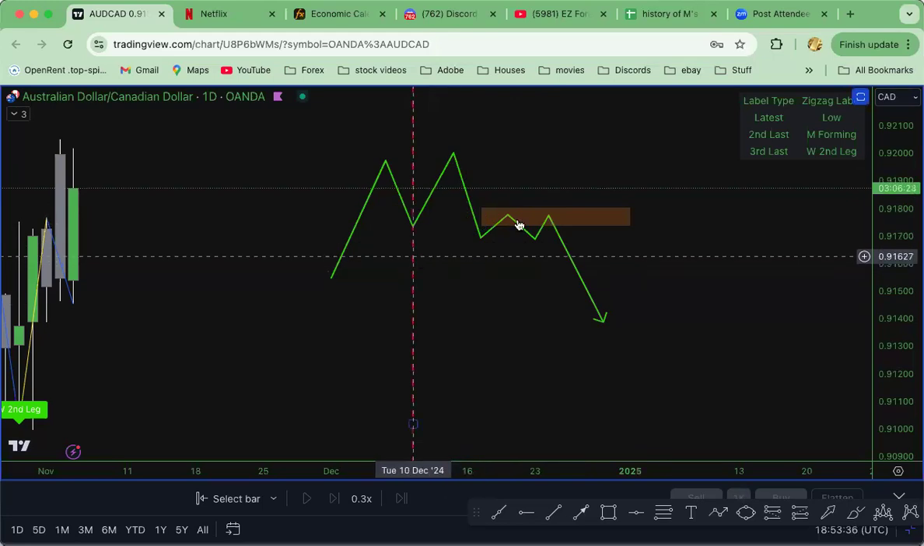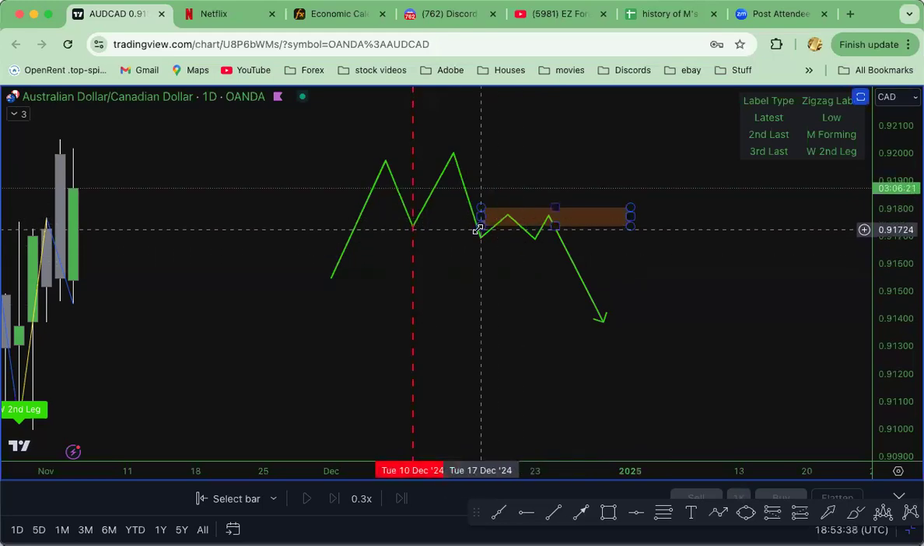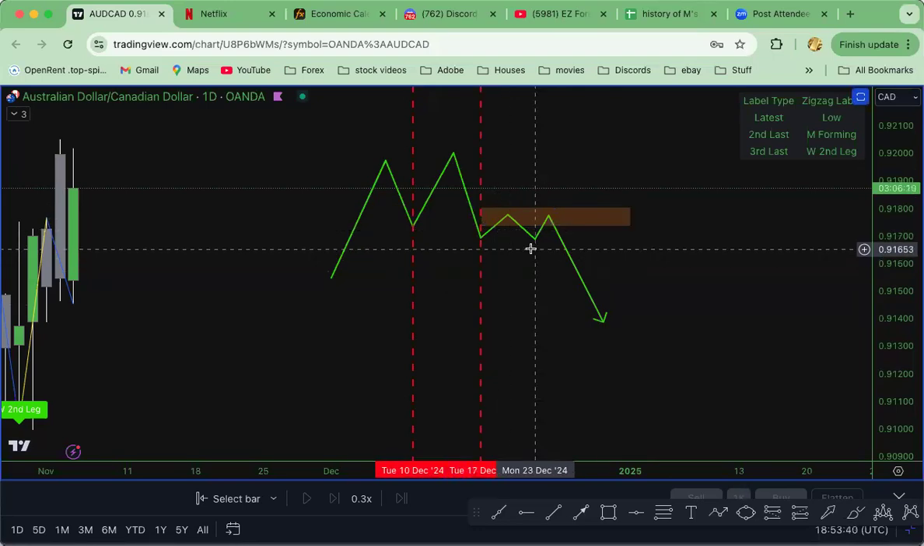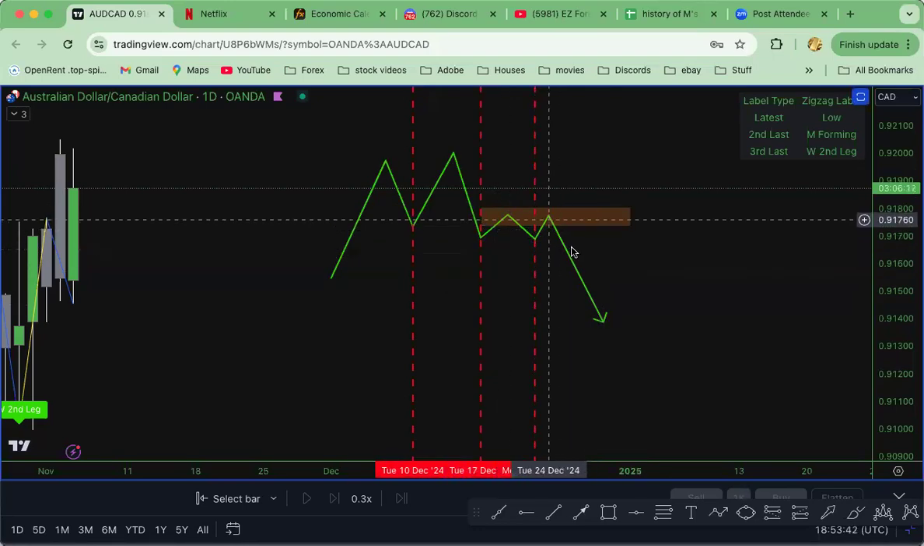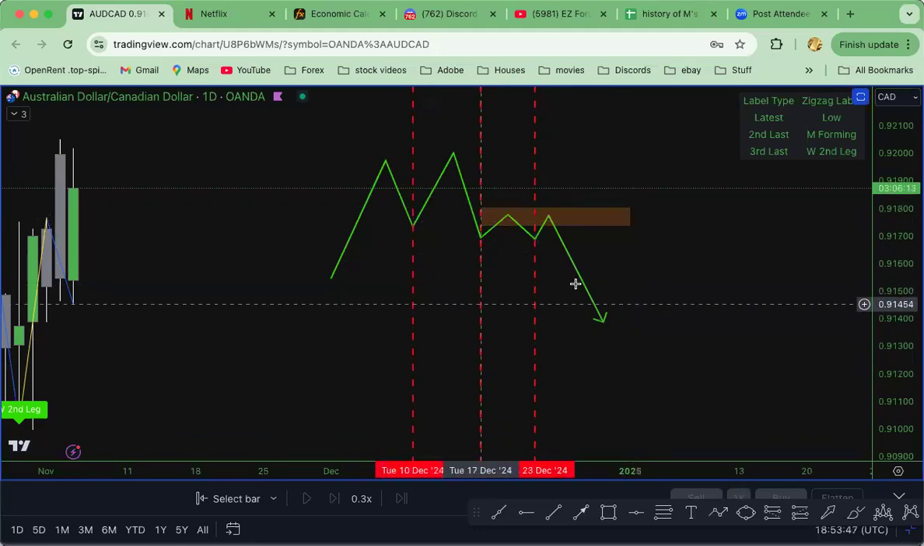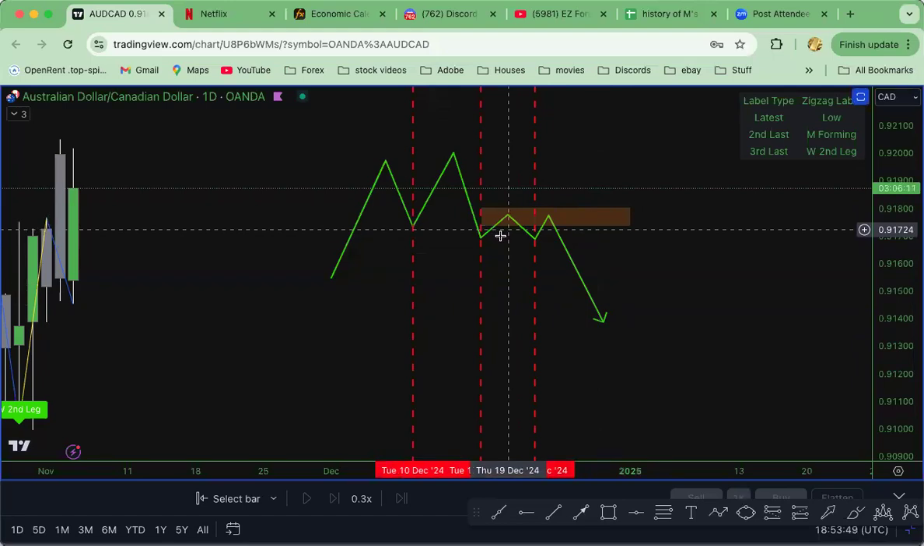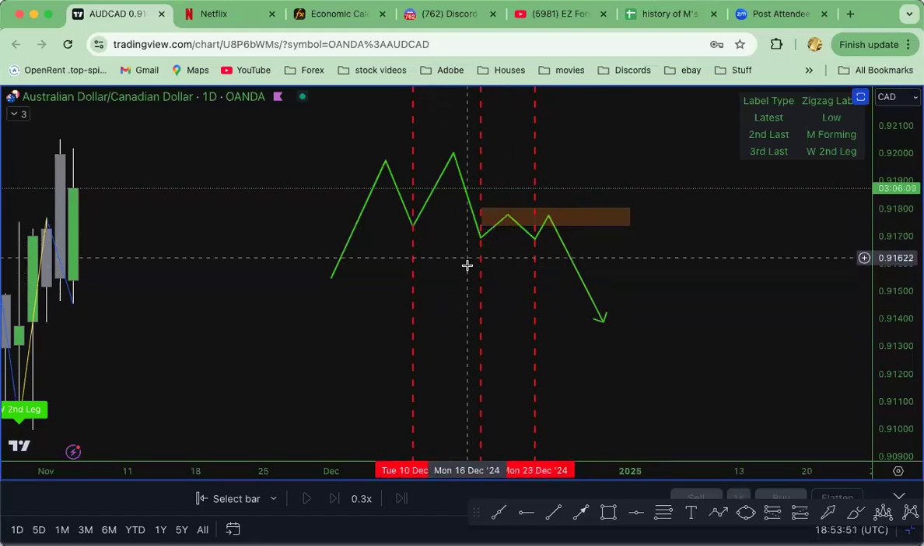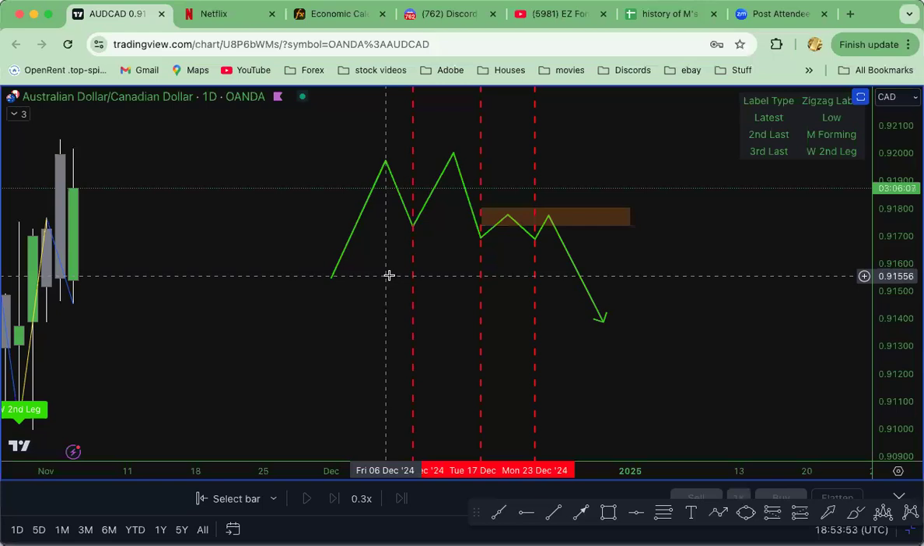This is what I love to see, and this tends to happen in a monthly setup. So let's just say this is like week 1, this is week 2, this is week 3 here, and then week 4, boom, is the sell trade. Now, it's never always going to be perfect like this. Sometimes the sell setup will happen in week 3, sometimes it can happen in week 2, and sometimes it can happen in week 1, but it tends to be a 4-week cycle.